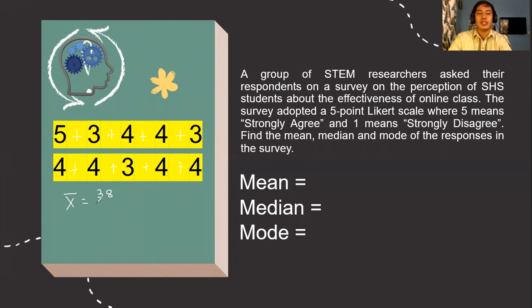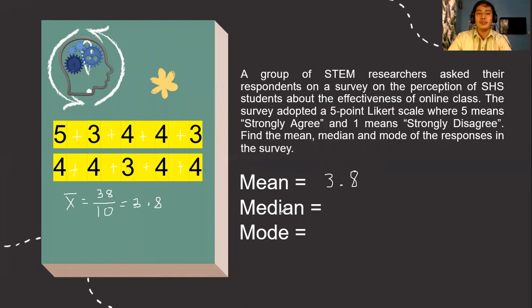Divide it by the total number of observations, which is 10. So the mean now is 3.8. So it means that the average response of the respondents in the survey is 3.8. Now, how about the median?